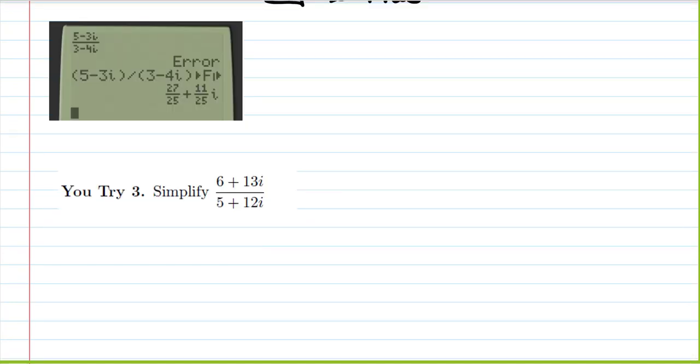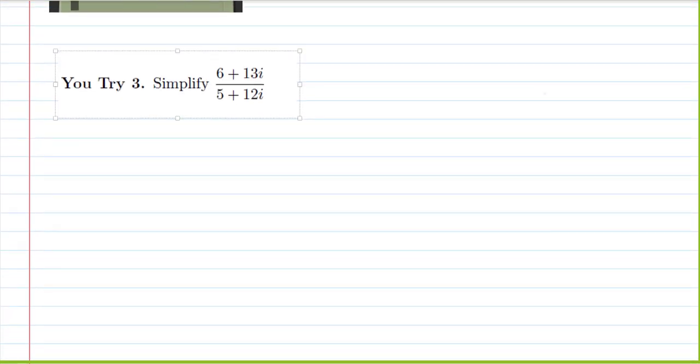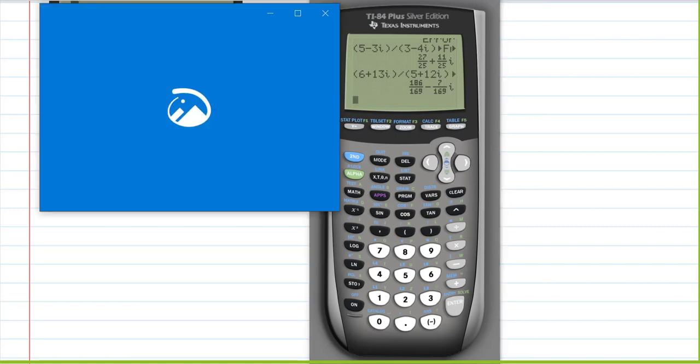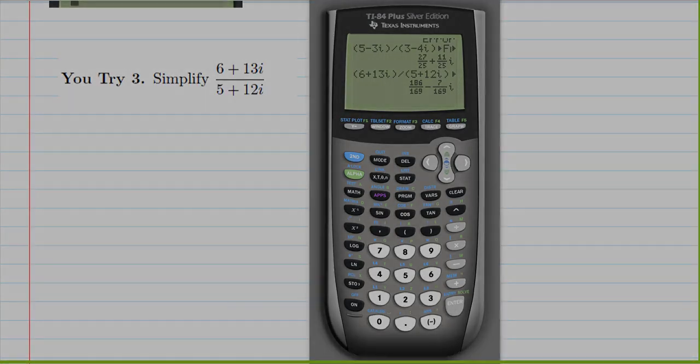All right, so to resolve this one, it's calculator food, so let's go ahead and just type that thing in and see what we get. 6 plus 13i divided by 5 plus 12i. Math, fraction, and we get 186 over 169 minus 7 over 169i for our solution.